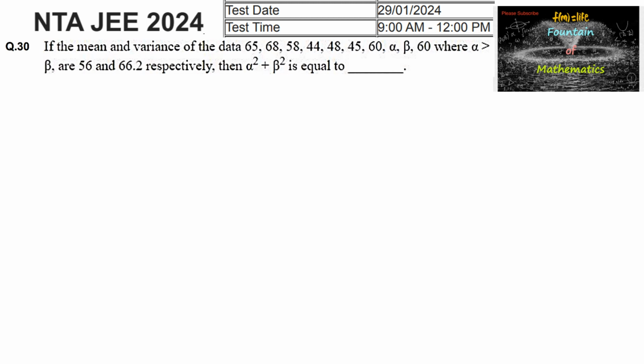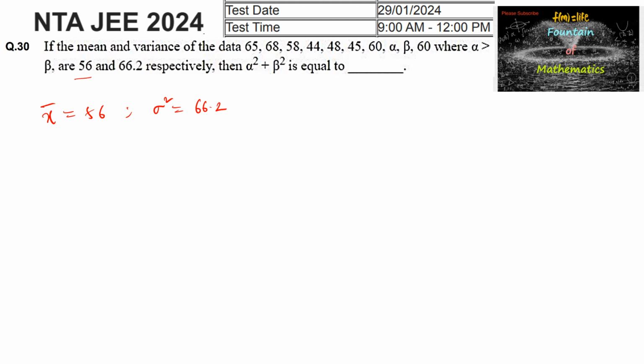If the mean and variance of the data 65, 68, 58, 44, 48, 45, 60, alpha, beta and 60, where alpha is greater than beta, are 56, and the variance is given as 66.2, then find the value of alpha square plus beta square.